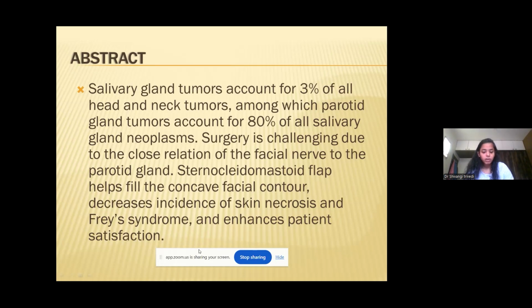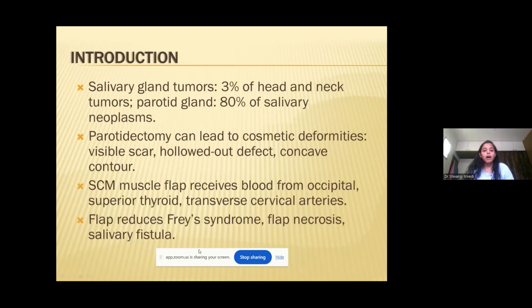The surgery, as we know, is a very challenging procedure because we have to preserve the facial nerve, and there are also post-op complications like a concave facial contour, increased skin necrosis and Frey syndrome, which are a big drawback in this procedure. As we know, parotidectomy produces cosmetic deformities. So we planned to do SCM flaps.